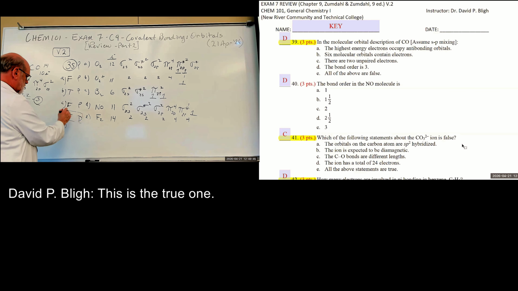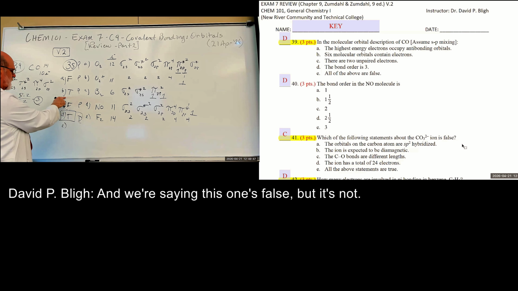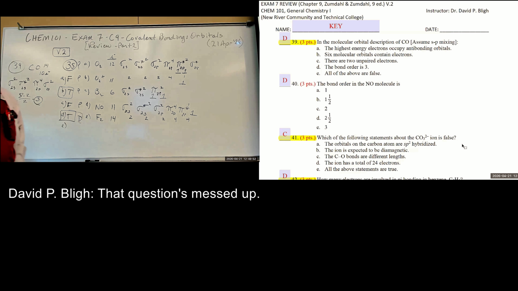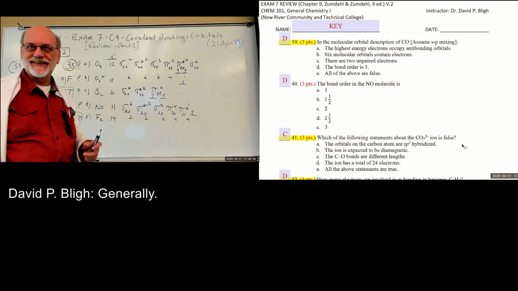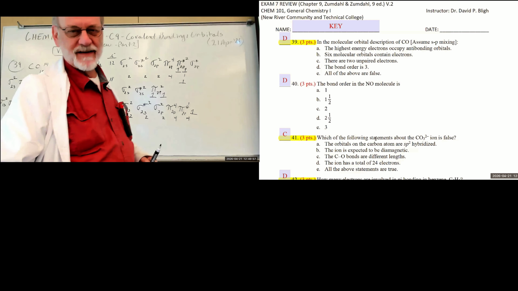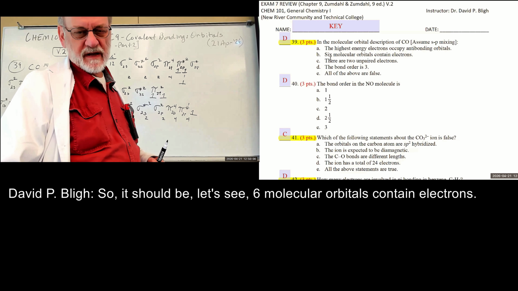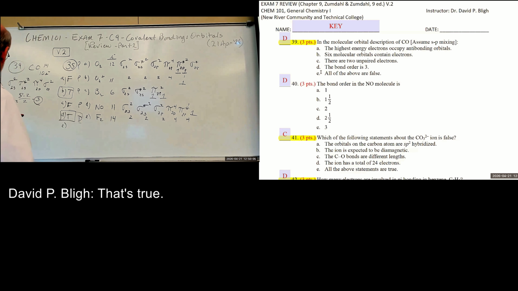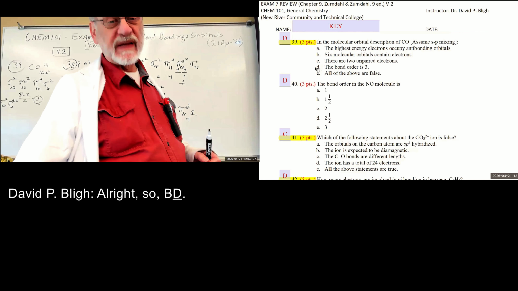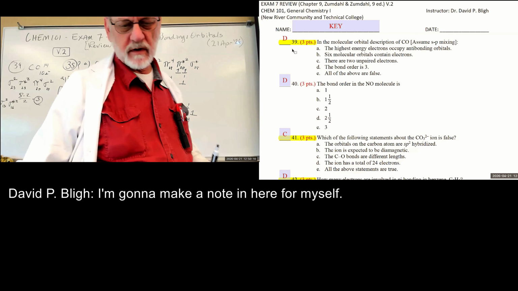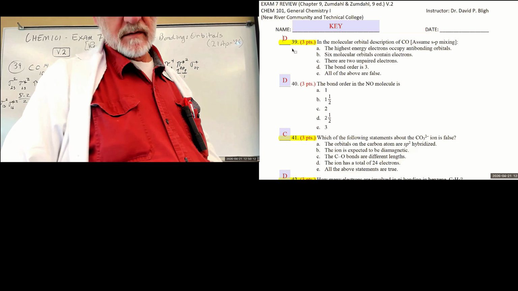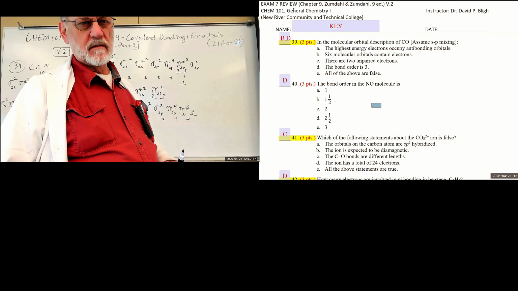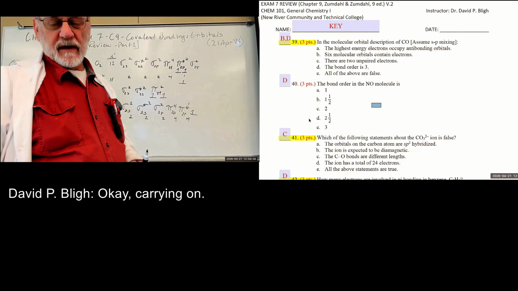Oops. This is the true one. And we're saying this one's false, but it's not. Okay, that question's messed up. So it should be, let's see, 6 molecular orbitals contain electrons. That's true. All right, so B and D. I'm going to make a note in here for myself. B and D. Okay, carrying on.